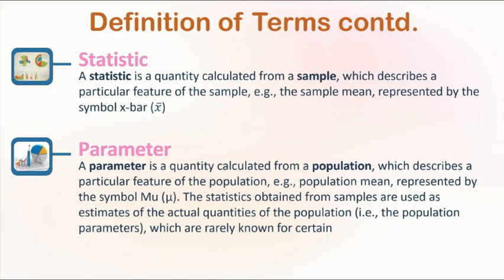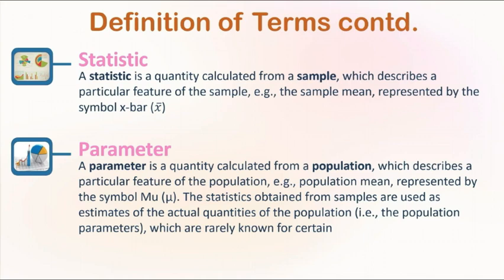Other key terms to be defined are statistic and parameter. A statistic is a quantity calculated from a sample, which describes a particular feature of the sample, e.g., the sample mean, represented by the symbol x bar. A parameter is a quantity calculated from a population, which describes a particular feature of the population, e.g., population mean, represented by the symbol mu.